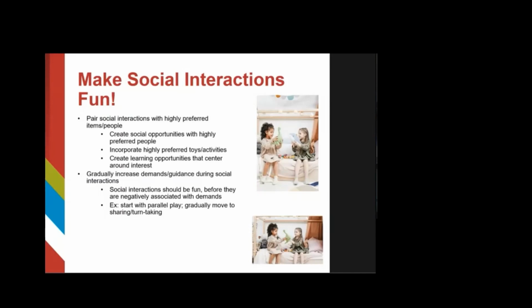We also want to gradually increase the demands during social interactions. So we want the individual to see social interactions as fun before they're negatively associated with demands or excessive prompts and feedback. So a good example would be if we're working with a younger child who really doesn't enjoy playing around others, we may just start by really heavily reinforcing parallel play. So that would just be two individuals playing next to each other. They may not even be playing with the same thing or making any sort of contact with each other. They're just playing next to each other.